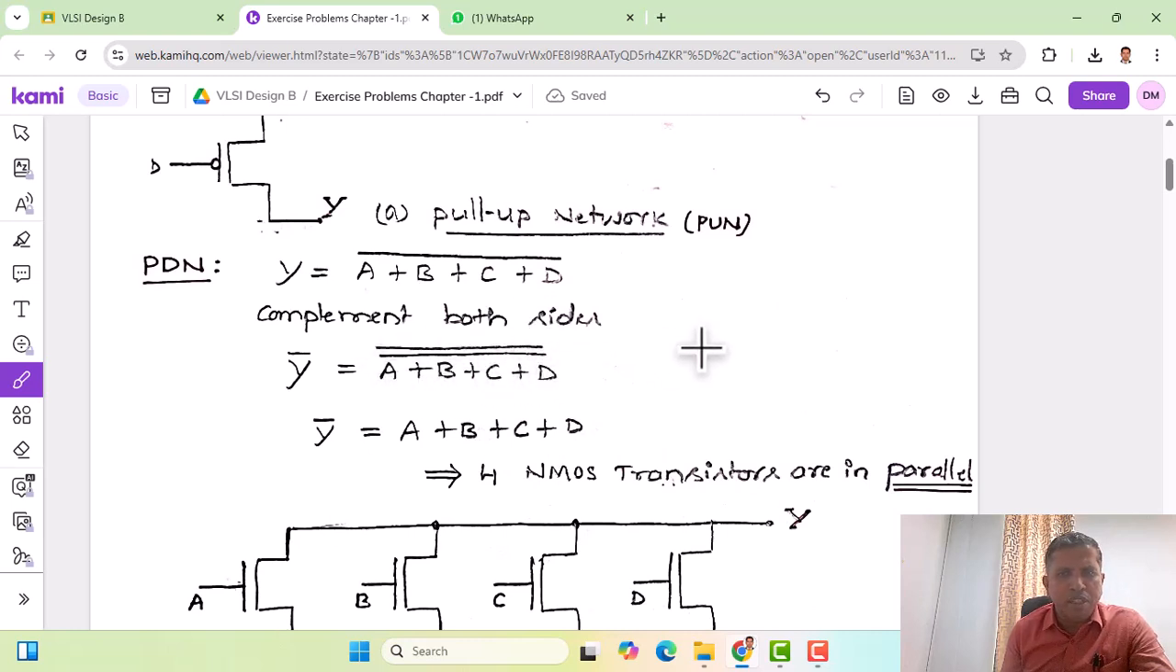So double complement is nothing but you can retain just the expression, because A bar whole bar is equal to simply A. Therefore, though there are four variables here, we can write this as Y bar equals A plus B plus C plus D.